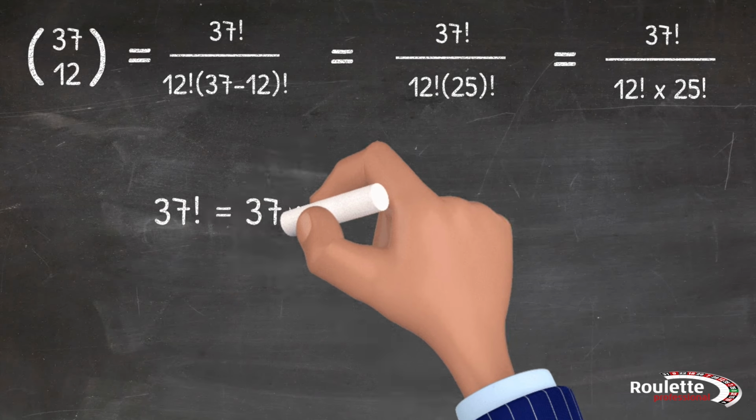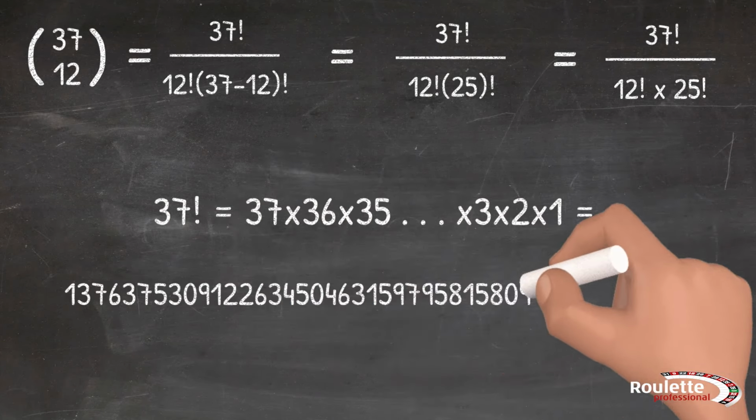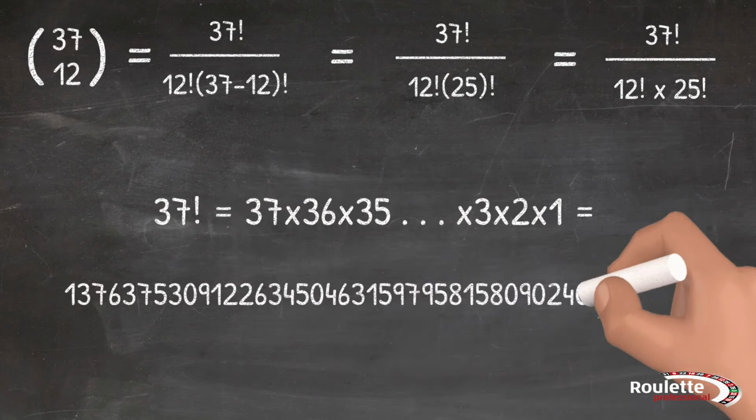The exclamation mark is the factorial symbol, which means we multiply the number by all its descending integers, down to 1. 37 factorial is an astronomical number. We are not even going to attempt to describe it. Let's just expand the other two factorials. Then we can work through all the numbers to get to the final answer.